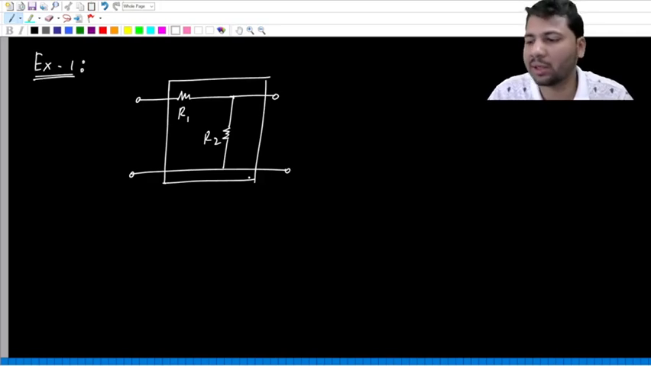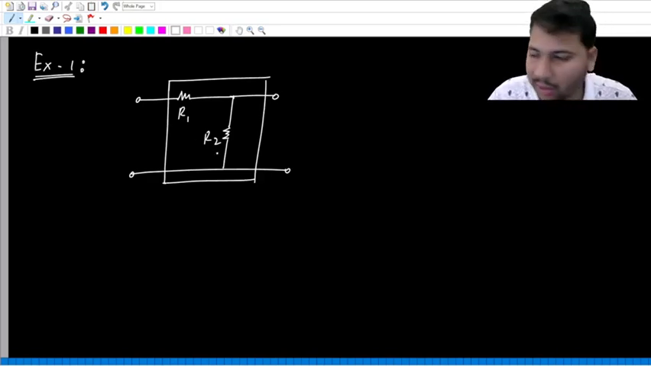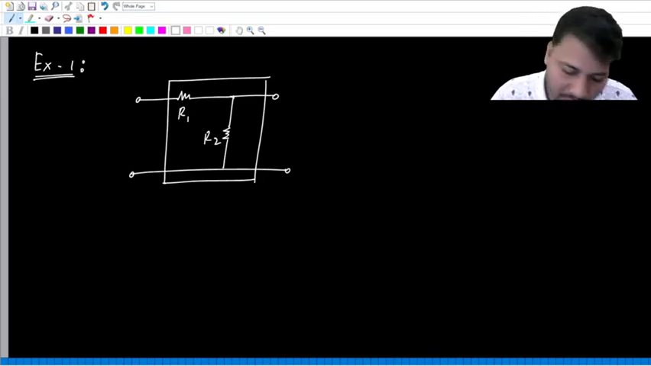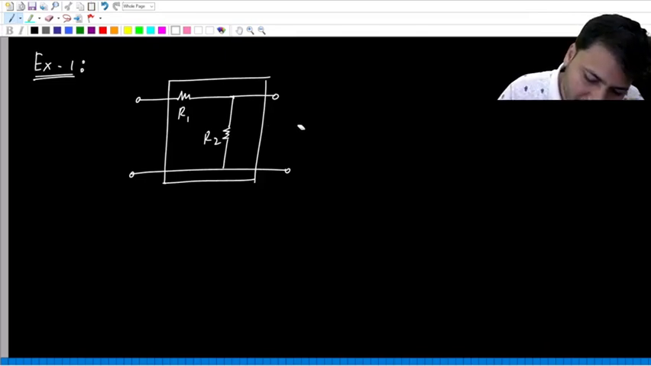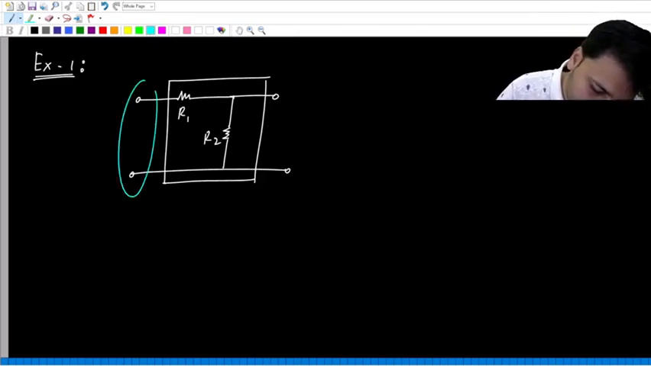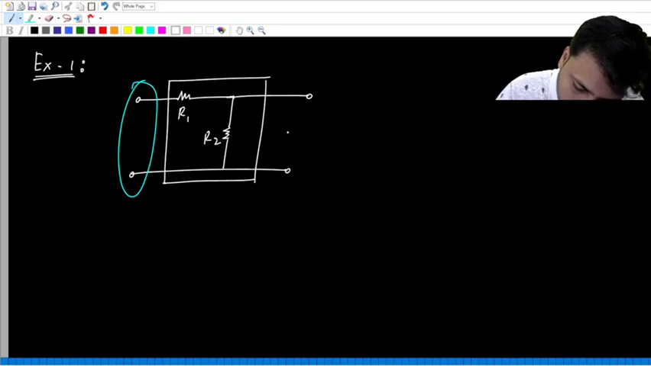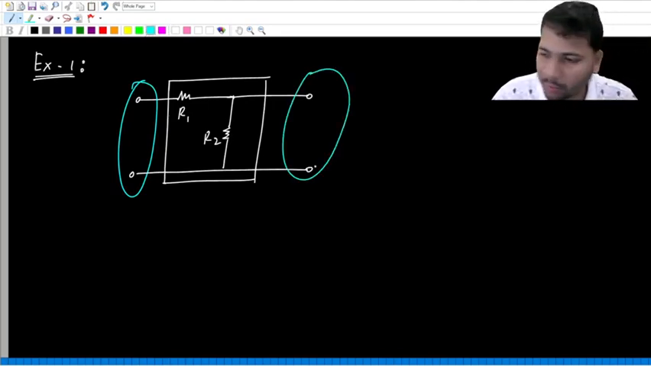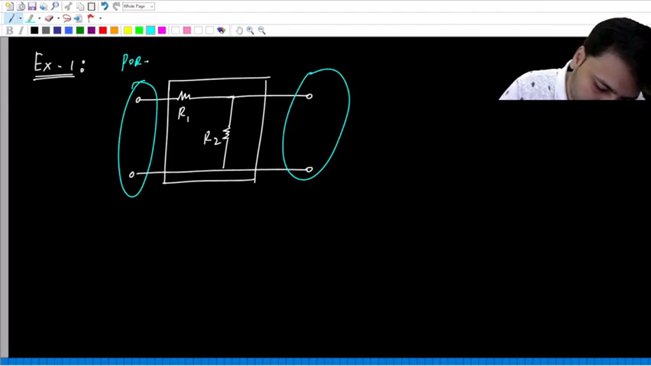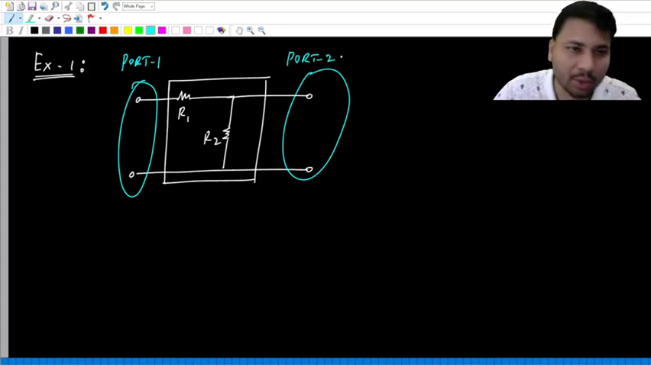Okay guys, let's say this is the resistive network. Is it not a resistive network? Because inside the box we have nothing but resistors, nothing else. And is it a two-port network? Definitely. So these two terminals will form one port, and these two terminals will form another port. So this is port 1, and this is port 2.